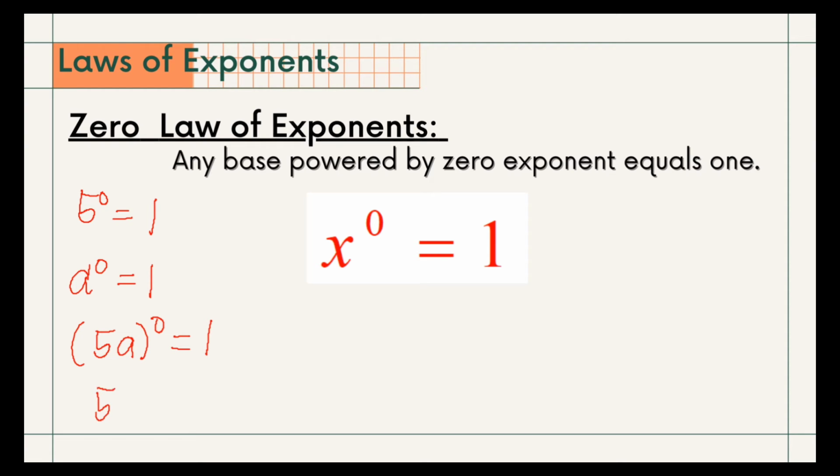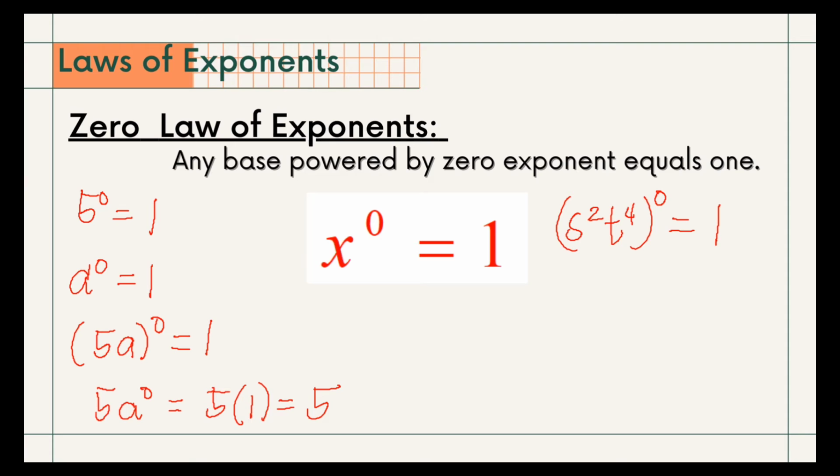But 5a raised to 0, so eto, ang 5 natin, ang exponent niya ay 1. So ang may exponent lang dito na 0 ay ang a. So 5 times, so ang a raised to 0 is 1. So 5 times 1, final answer is equal to 5. Another example, if we have s squared, t raised to 4, raised to 0, that is equal to 1. So, lahat ng numbers or base, kapag ni-raise natin by 0, that is equal to 1.